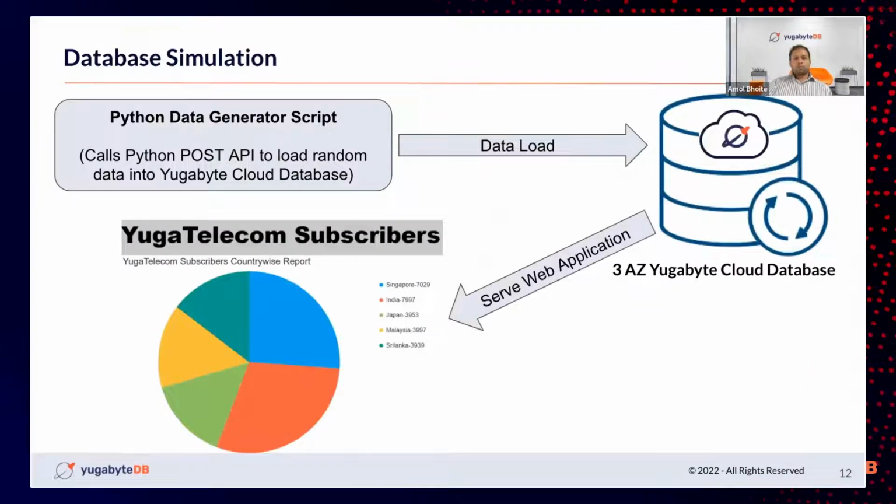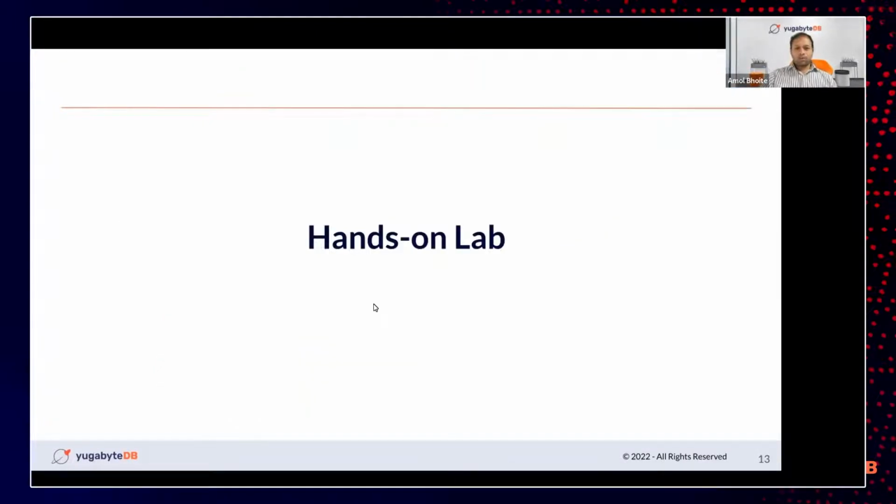For the data population, I'm running a sample data simulation Python script, which will call a Python POST API, which inserts random subscriber data per country in the Yugabyte Cloud Database, which is a 3 availability zone database configured using the Yugabyte Cloud. Okay, let's move on to the hands-on lab.